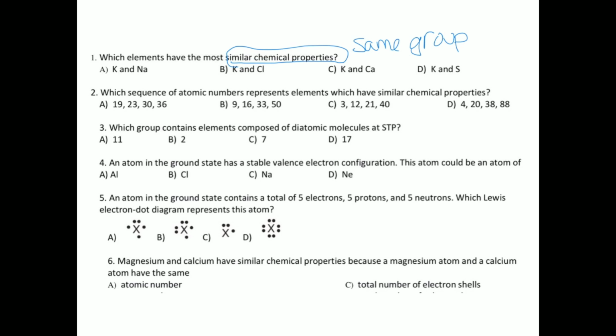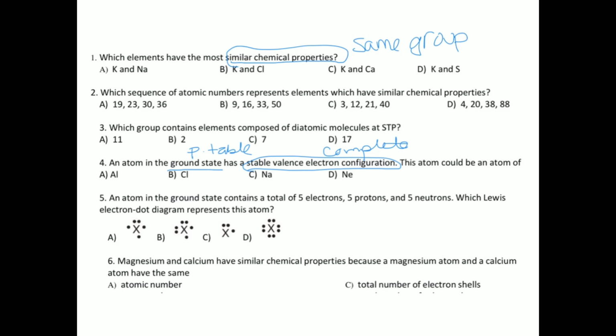In question number 4, we are looking for an atom in the ground state. Recall the ground state is what's listed on the periodic table, and has a stable valence electron configuration. That means that it has a complete valence, which is either ending in 2 if it is helium, or 8.